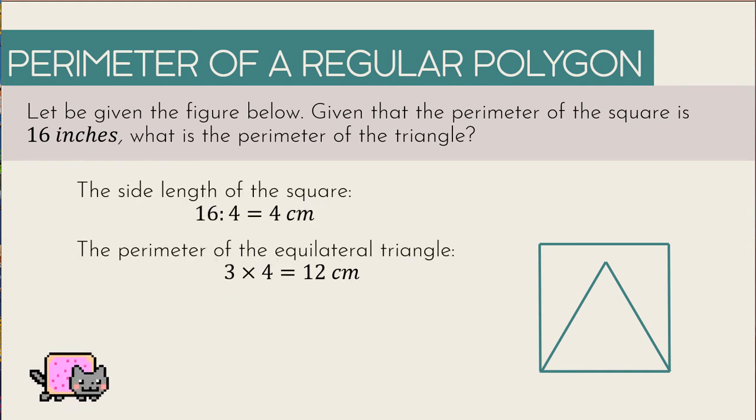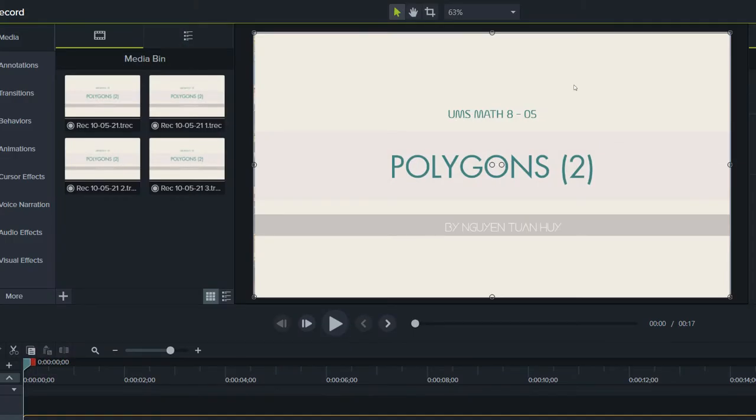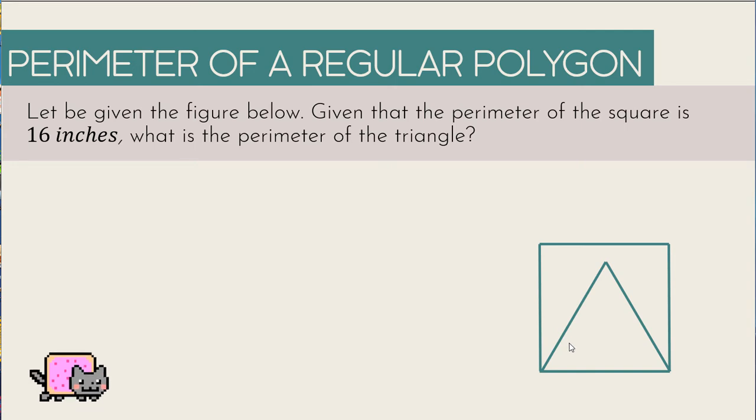Here's the answer. First, we need to calculate the side length of the square. We take the perimeter, which is 16 inches, divided by 4 to get the answer of 4. Oh, I'm sorry, that would be 4 inches and 12 inches. Okay, let's pause the video a bit. Oh yes, sorry for that inconvenience. I have fixed it.